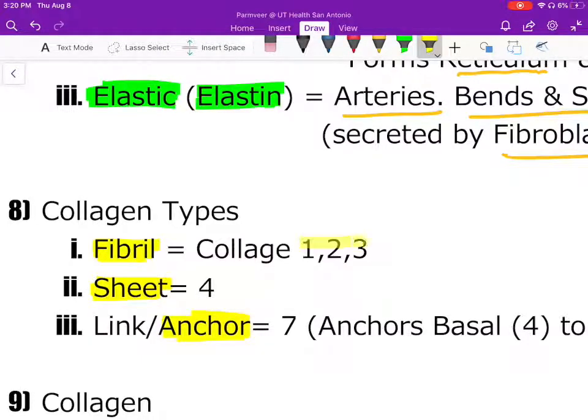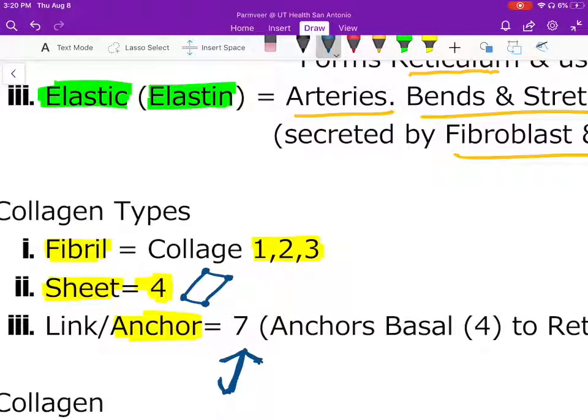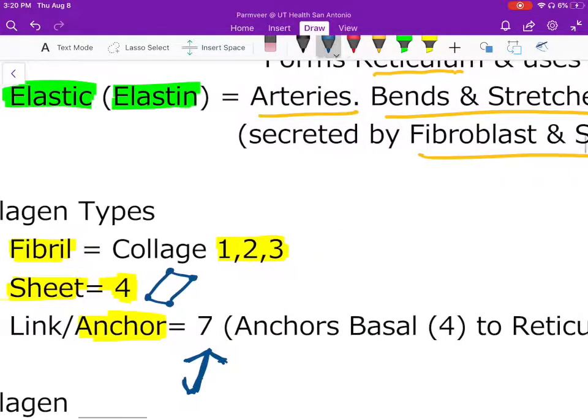So fibril is collagen 1, 2, and 3. Sheet is 4. I remember it as there is a sheet, has 4 corners. So there's 4 corners to a sheet. Fibril, so just remember fibril has to be the other 1, 2, and 3. And then anchoring is 7. So it looks like an anchor. Right, 7, anchor. So here's your fibril 1, 2, 3, sheet 4, and anchor is 7.